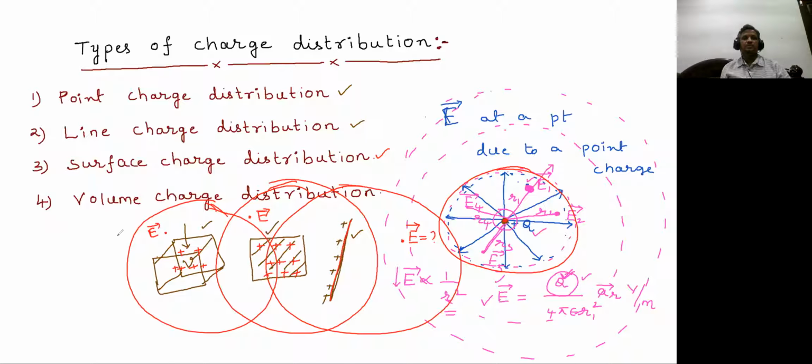First, we'll start with point charge distribution. We have already completed the electric field intensity due to a point charge, but we'll see the definition of a point charge and the electric field intensity due to this point charge distribution, and similarly line charge, surface charge, and volume charge distribution. First, we'll start with the point charge distribution.